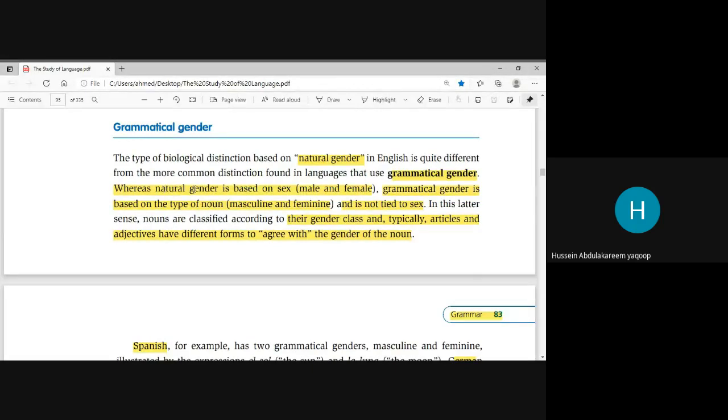Now, natural gender is based on sex. When talking about natural gender specifically, and this is very broad, we talk about the sex, I mean male and female. And when talking about grammatical gender, this is based on the what? On masculine and feminine, and not related or tied to sex. In this latter sense, nouns are classified according to their gender class. Typically, articles and adjectives have different forms to agree with.